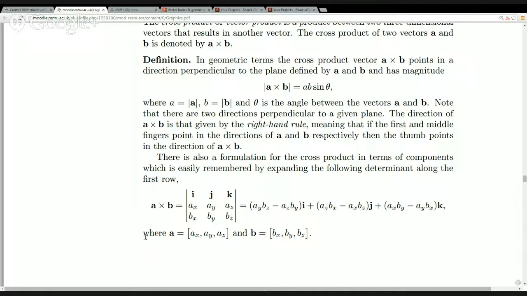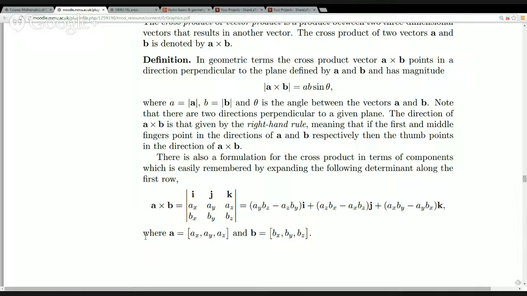Sine of 0 is 0. So that means that if you take the cross product of any vector with itself, you get the 0 vector. Okay? So the 0 vector is a special vector. It's hard to really say what its direction is. It could have any direction whatsoever because it has 0 magnitude. So the vector product of any vector with itself is the 0 vector.